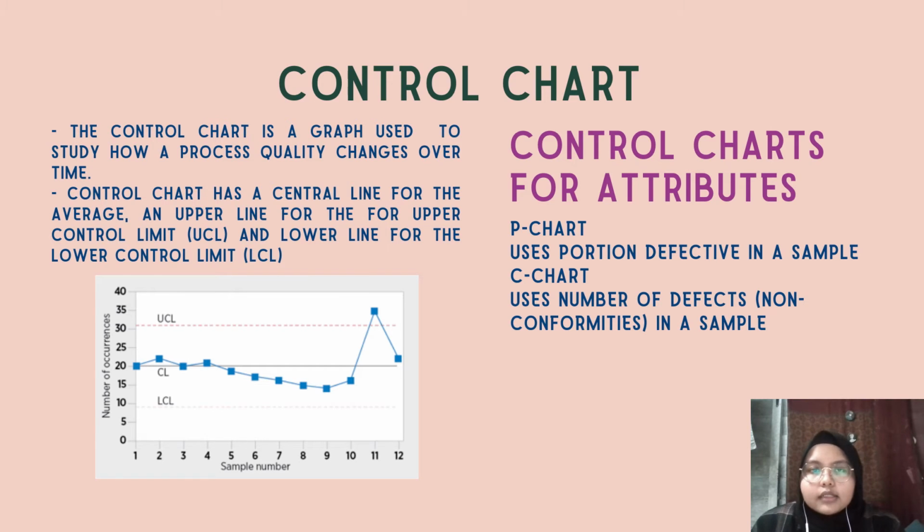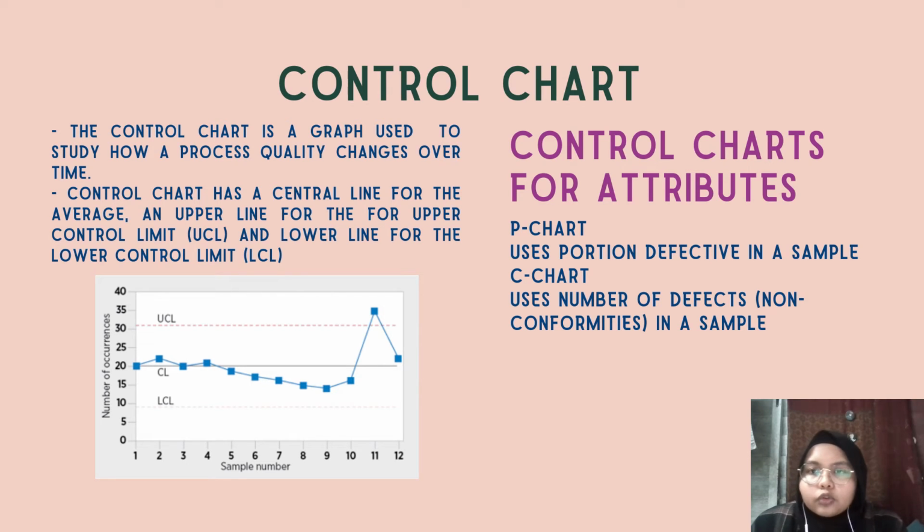The control chart is a graph used to study how a process quality changes over time. A control chart has a central line for the average, an upper line for the upper control limit, UCL, and a lower line for the lower control limit, LCL, as shown in the example below.